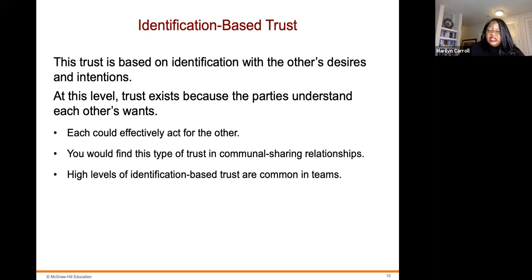Now, identification-based trust, this is trust based on identification with the other's desires and intentions. So what do I really want with this and what's going on? At this level, trust exists because the parties understand each other's wants. Each could effectively act for the other. You would find this type of trust in communal sharing relationships. High levels of identification-based trust are common in teams.